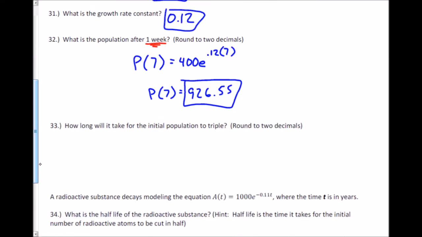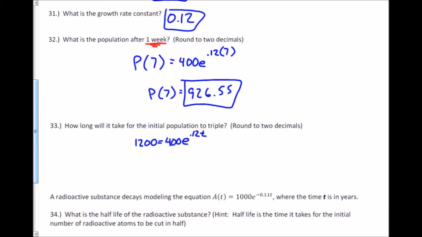For this one, it asked me how long will it take the initial population to triple. So keep in mind here, the initial population in this one is 400. That was one of the questions we answered earlier. If I want to know when this thing is going to triple, I want to know when the population is going to equal 1,200, because that's 3 times the 400. And I want to round this to 2 decimal places as well. This is going to be e to the 0.12t, and t is the thing I'm looking for this time.